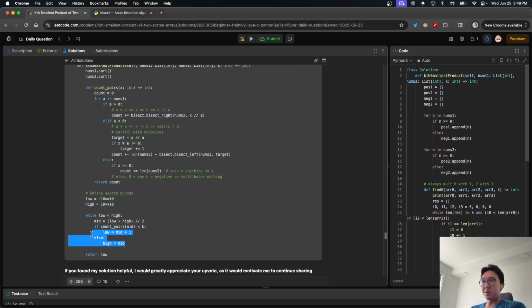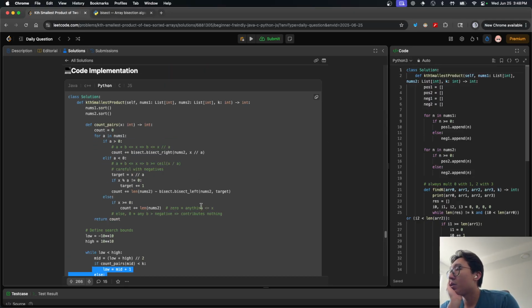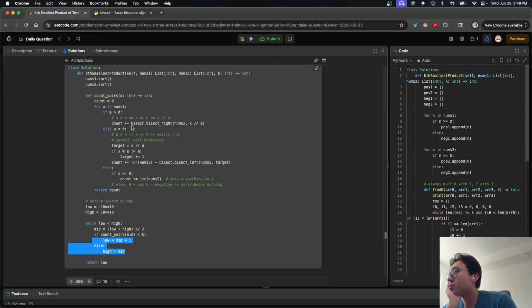Now, okay, we don't have enough pairs. So every pair is going to be less than, no, it's going to be greater. We don't have enough pairs. What do we do? If we don't have enough pairs, the low is going to be mid plus one. Why? We don't have enough pairs.